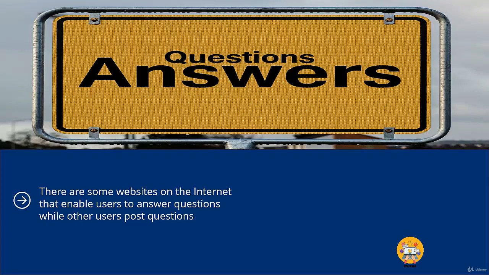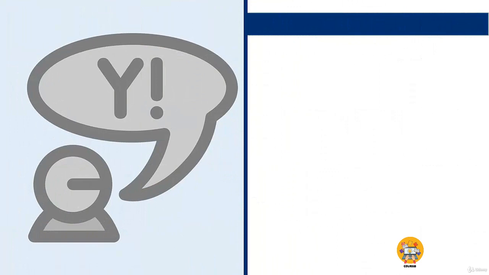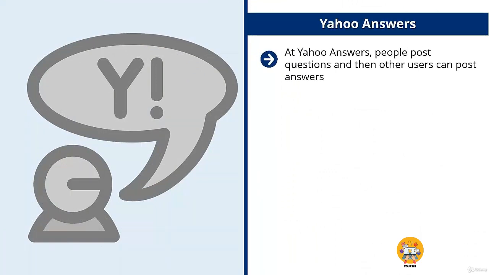There are some websites on the internet that enable users to answer questions while other users post questions. These community platforms are very useful, especially when it comes to highly specialized information. I've listed 2 of the biggest examples of these platforms, but there are actually quite a number of them online. Yahoo Answers. At Yahoo Answers, people post questions and then other users can post answers.